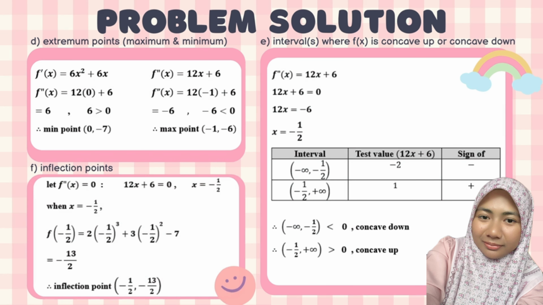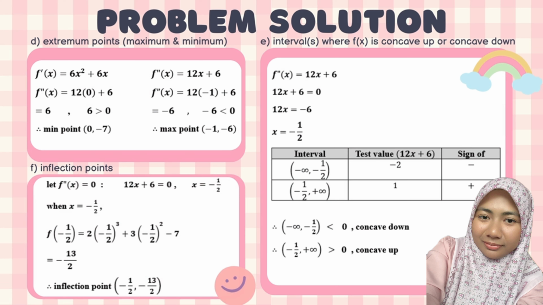Besides, extremum points, maximum and minimum points. To find the maximum and minimum points, we need to calculate the second derivative, and the answer is 12x plus 6. Next, substitute the values of x from the critical points, which are 0 and negative 1. f''(x) equal to 12 multiplied by 0 plus 6. The answer is 6. 6 is more than 0. Thus, the minimum point is (0, -7). f''(x) equal to 12 multiplied by negative 1 plus 6 equal to negative 6. Negative 6 is less than 0. Thus, the maximum point is (-1, -6).